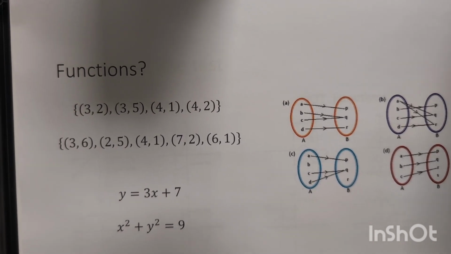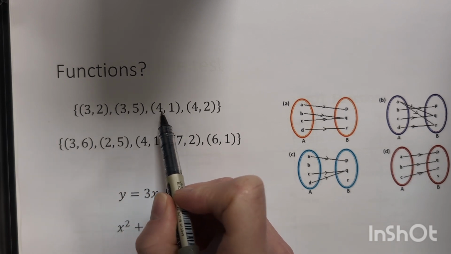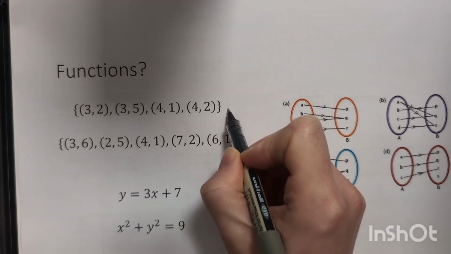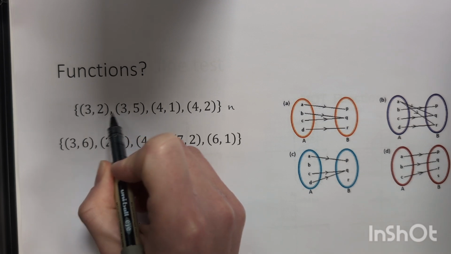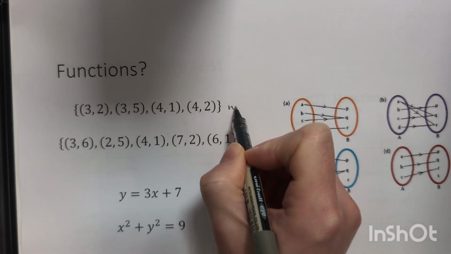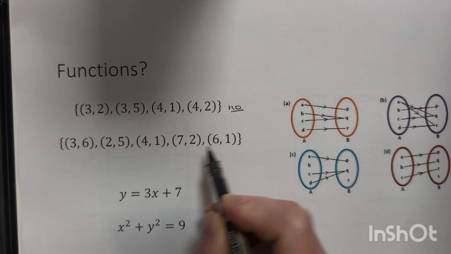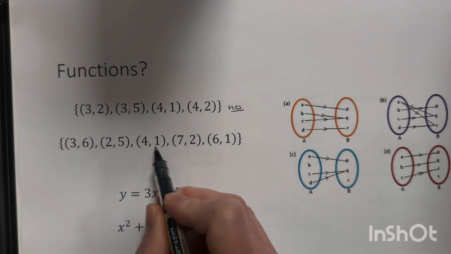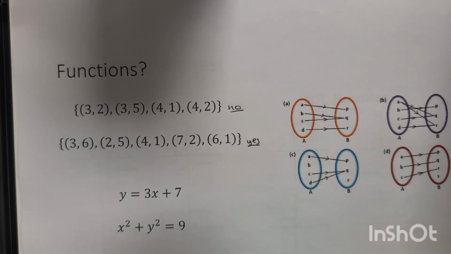Taking a look at the first one in these sets, this is a set of ordered pairs: input, output, input, output, input, output, input, output. This is not a function because if we have 3 as an input, we get out 2 or 5, so no. Whereas this one is for every input, 3, 2, 4, 7, 6, there's a different output. It's fine that we get the output 1 twice. It just matters that for every input, there's only one output.